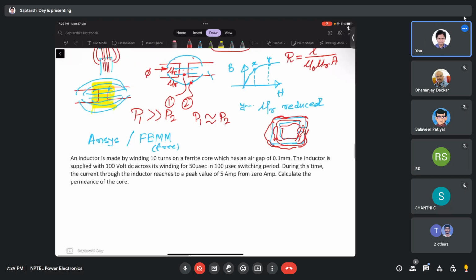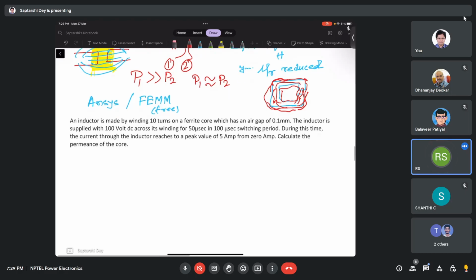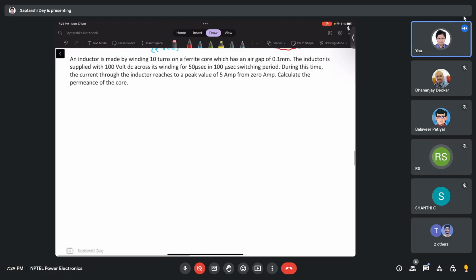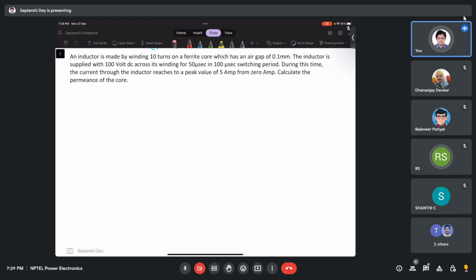Okay, any doubt in this question? We will see the next question. An inductor is made by winding 10 turns on a ferrite core which has an air gap of 0.1 millimeter. The inductor is supplied with 100 volt DC across its winding for 50 microseconds in a 100 microsecond switching period. During this time, the current through the inductor reaches a peak value of 5 ampere from 0 ampere. Calculate the permeance of the core. Okay.